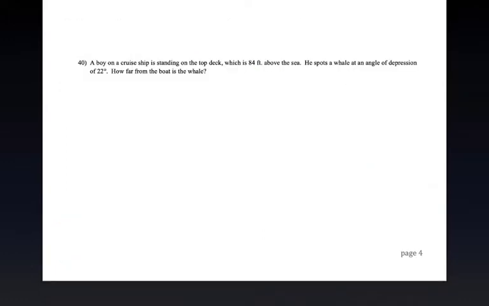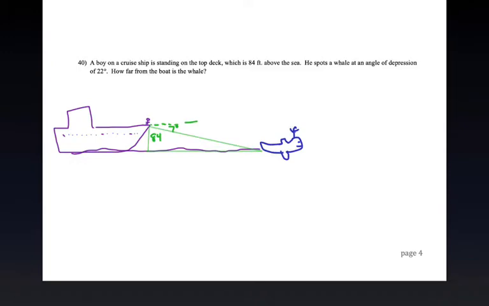Corona. The boy on a cruise ship is standing on top of a deck. There he is. He's 48 feet tall, spots a whale out there in the sea. The angle of depression here is 7 degrees. The angle of depression will also show up in the triangle right here at 7 degrees. How far is the boat away? From the perspective of my 7 degrees, I'll use tangent. And no, that won't be on your 2020 coronavirus test either.